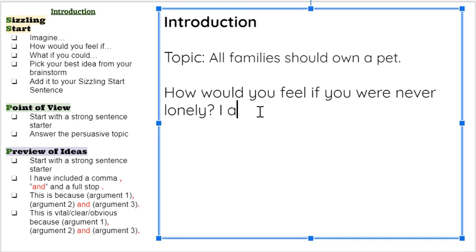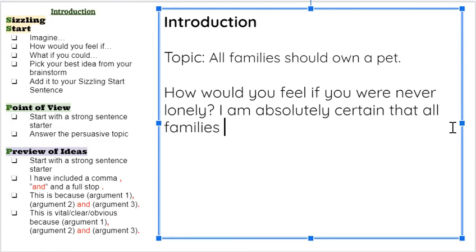So I am absolutely certain that, and then you answer your persuasive topic, and your topic was all families should own a pet. So you just put I'm absolutely certain that all families should own a pet, full stop. And then you have completed your point of view. The third sentence in your introduction. Your introduction really only needs 3 sentences: your sizzling start, your point of view, and your preview of ideas.